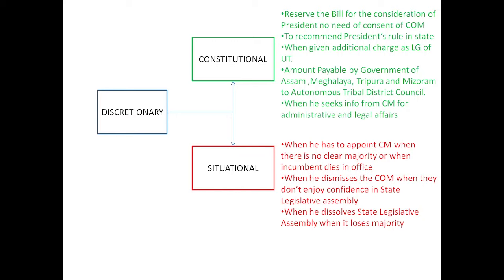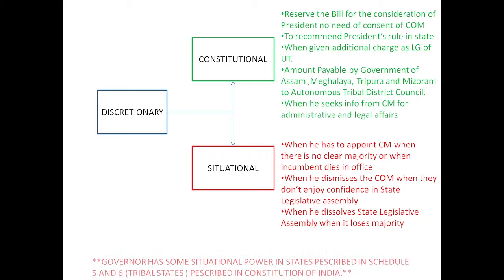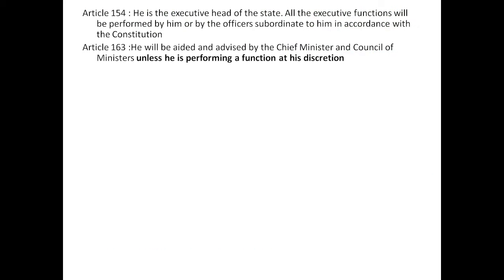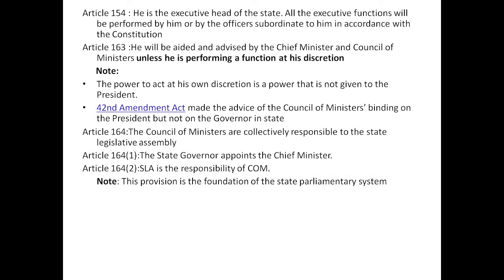When he has to appoint a CM when there is no clear majority, or when the incumbent CM dies in office, or when he dismisses the Council of Ministers when they don't enjoy the confidence of the State Legislative Assembly, or when he dissolves the State Legislative Assembly when it loses its majority, right? And the Governor has some additional situational powers in the states described in Schedules 5 and 6, that is, tribal states described in the Constitution of India.